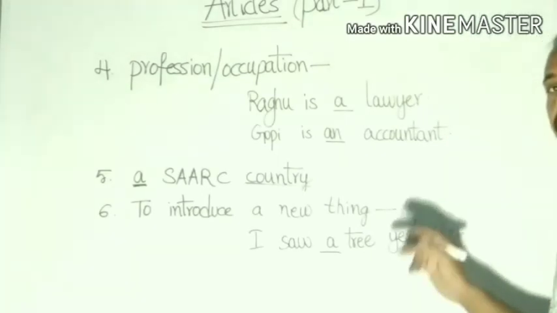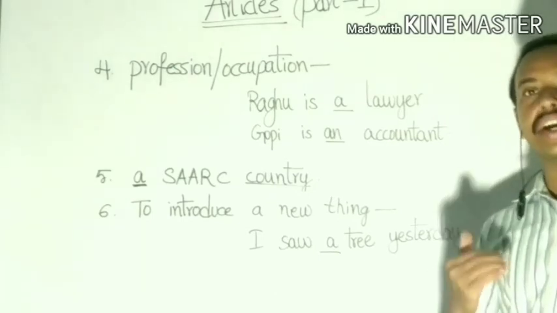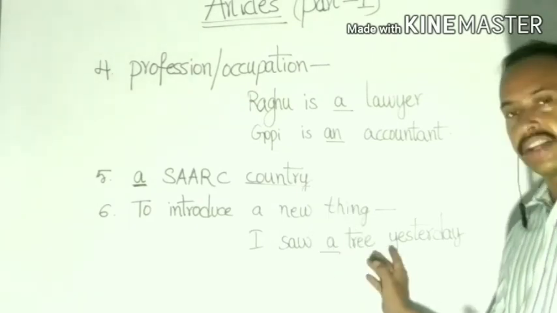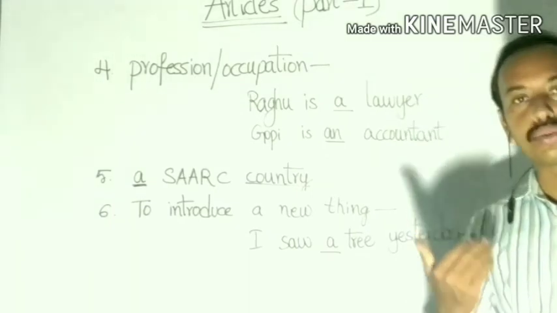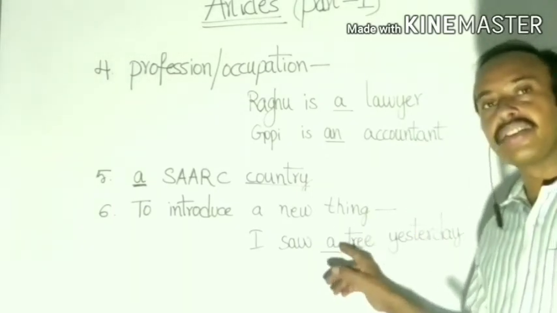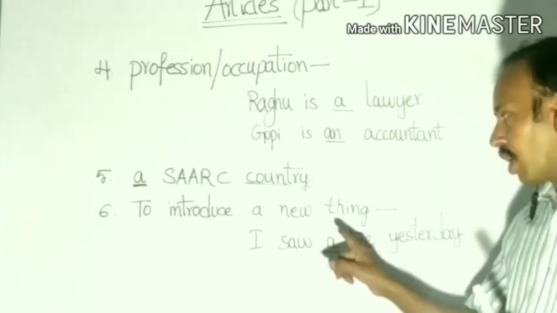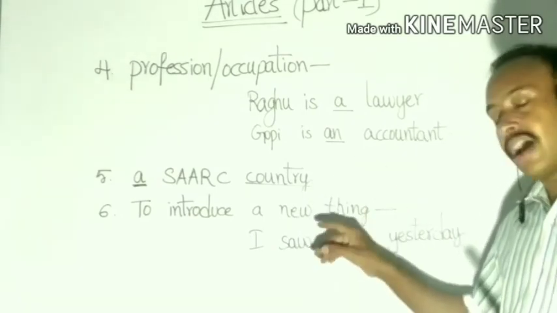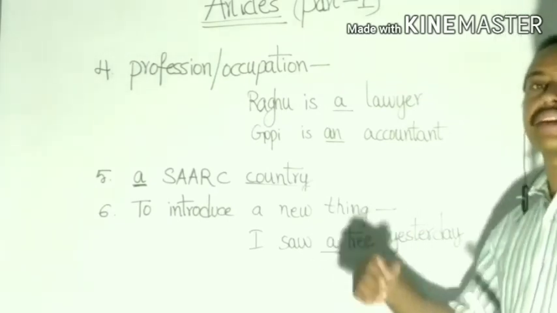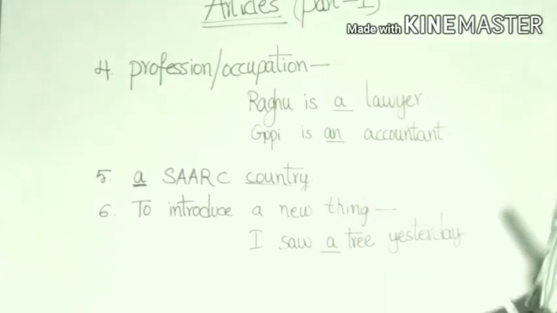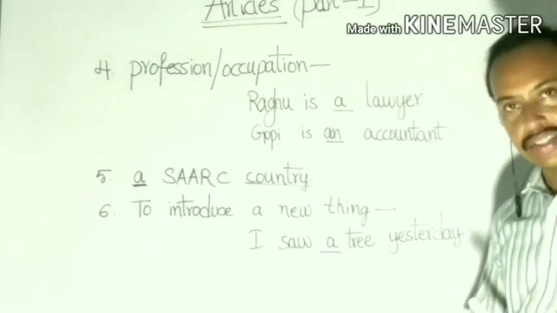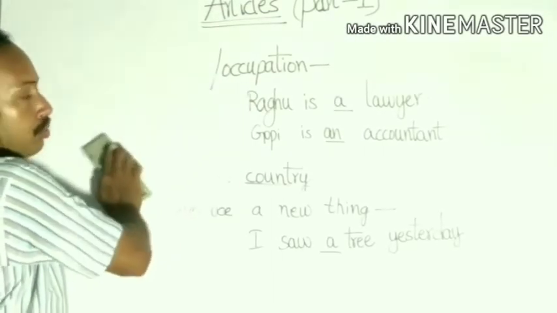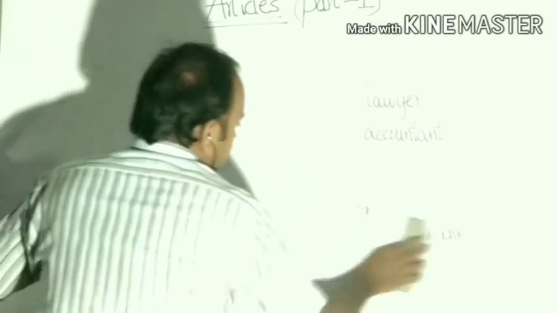Why have I used the word a tree here? Because you don't know about which tree I am talking now. So in the very first sentence, I should use a tree because I am introducing that tree to you now, or I am mentioning that tree for the first time to you now. So I should say a tree. In the second sentence onwards, I can say the tree because the tree has already been introduced to you by the second sentence. So in the very first sentence, you should use a or an like this. So these are the six contexts in which you have to use a or an.